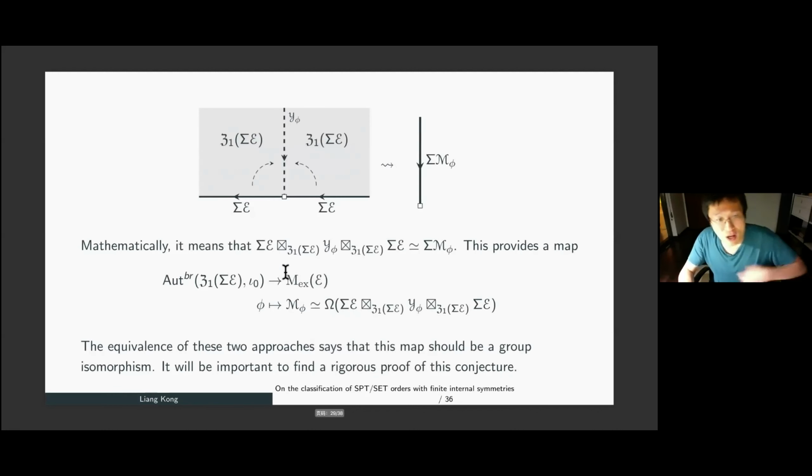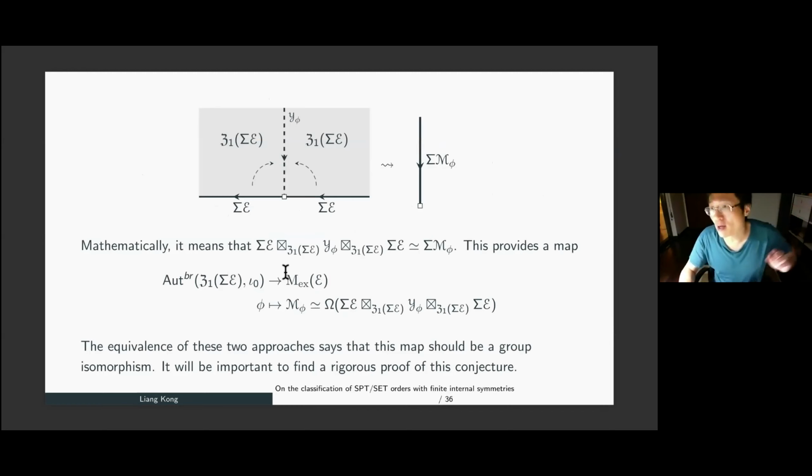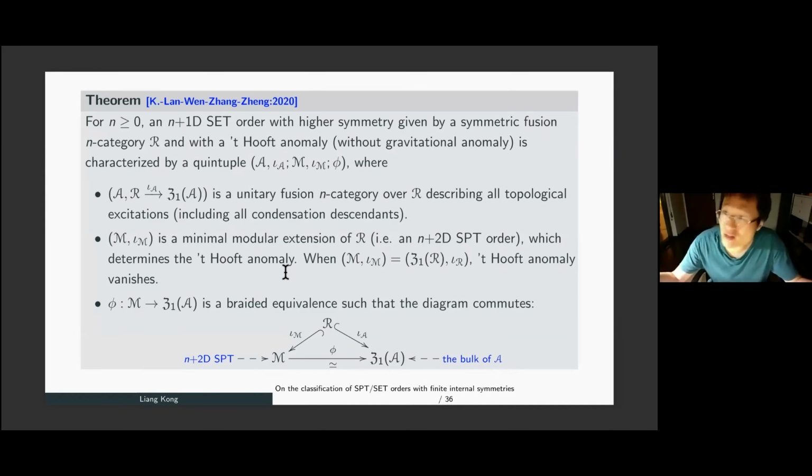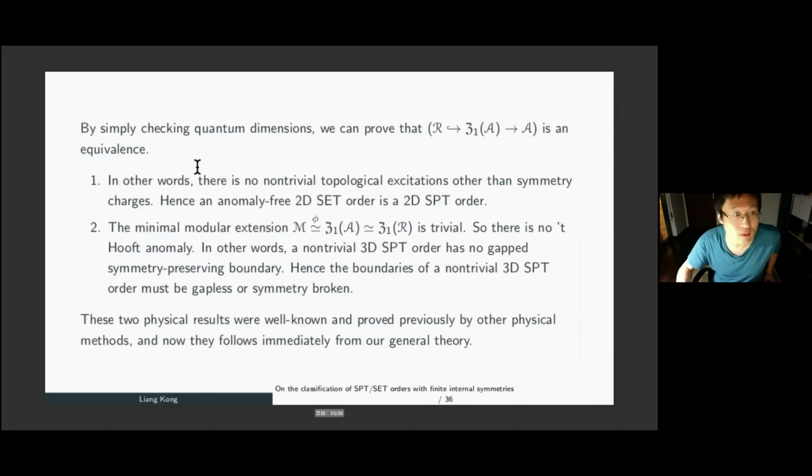Although I cannot prove to you mathematically rigorously that these two groups exactly match, from this picture you can see that physically it is totally reasonable. If it's not correct, we have to modify our physical intuitions. So we are pretty confident about this conjecture. All right, so that's the 3D SPT. It turned out that this idea can be generalized to all higher-dimensional cases, even including anomalies. This approach is very powerful. So now I present a much more powerful result.